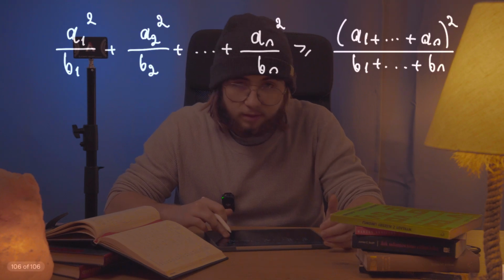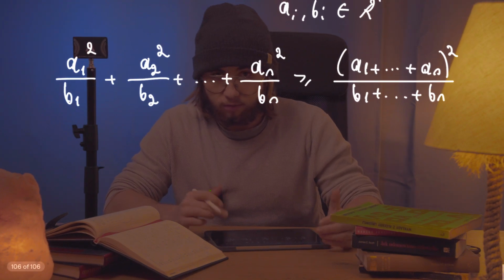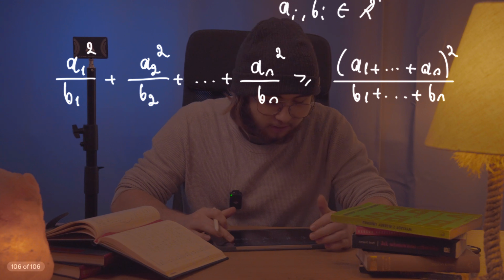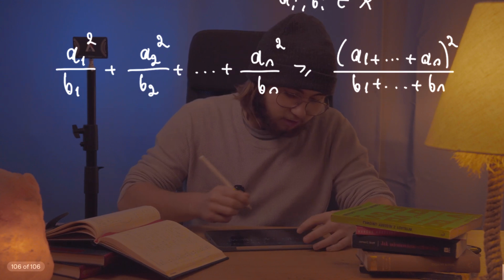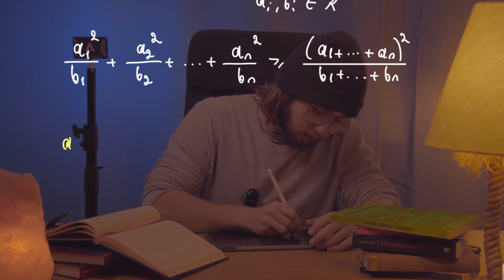Okay guys, so the proof of the Engel form of the Cauchy-Schwarz inequality is not very long, because it's just an immediate consequence of the regular form of the Cauchy-Schwarz inequality. As you can see, we've got this entire inequality. Maybe I will just rewrite it.